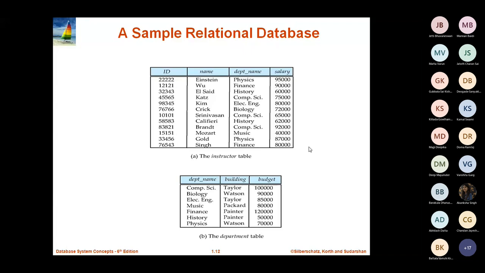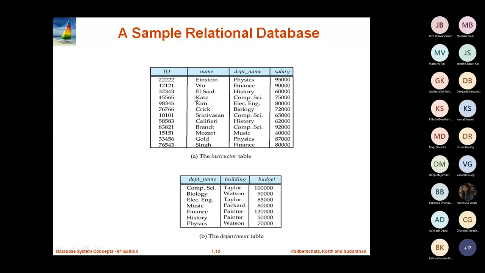So what is a relational database? A relational database is a collection of relations or tables. That means all data will be organized as tables, and the different tables or relations can have certain interrelationships. As you can see, the department name column is there in the first table, and the department name column is there in the second table also.